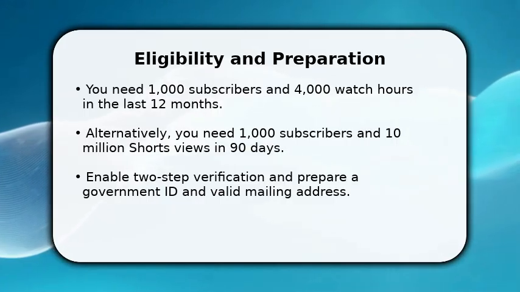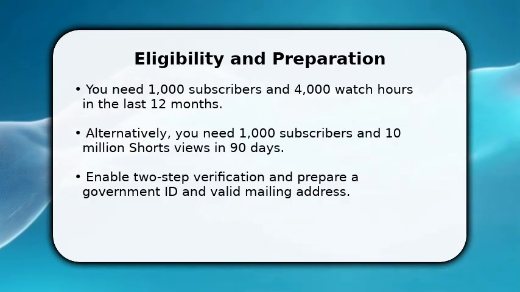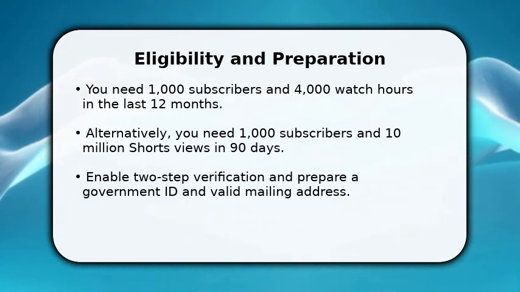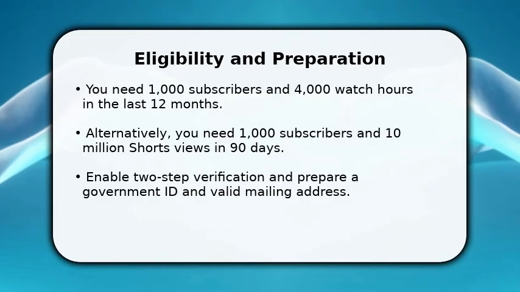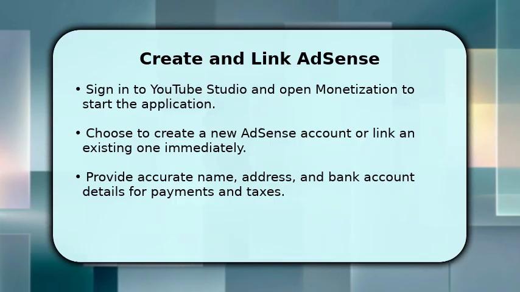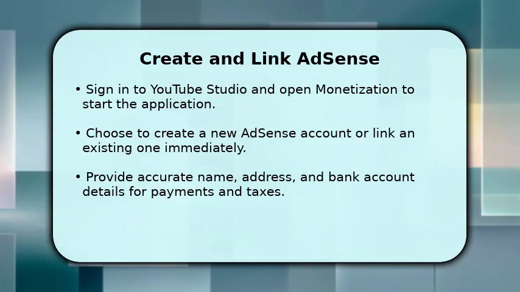Enable two-step verification on your Google account before applying. Prepare a government ID and a valid mailing address for AdSense PIN verification. Check that your channel follows all monetization policies and has no active strikes. Organize bank details, then sign into YouTube Studio and open the Monetization tab to start the application.